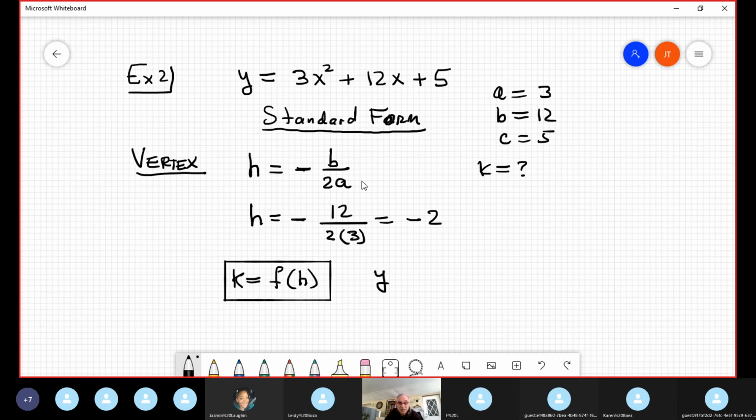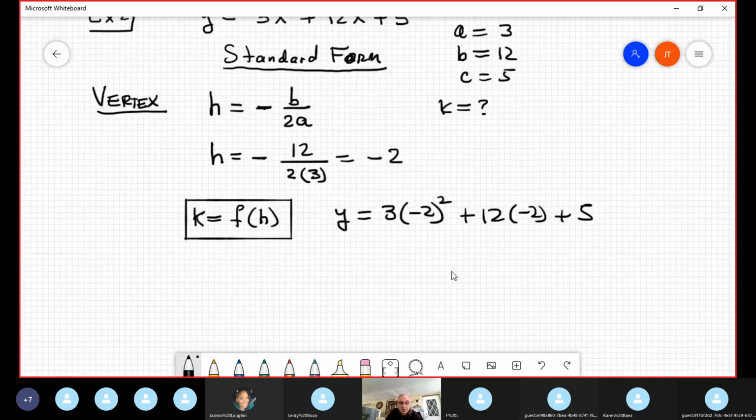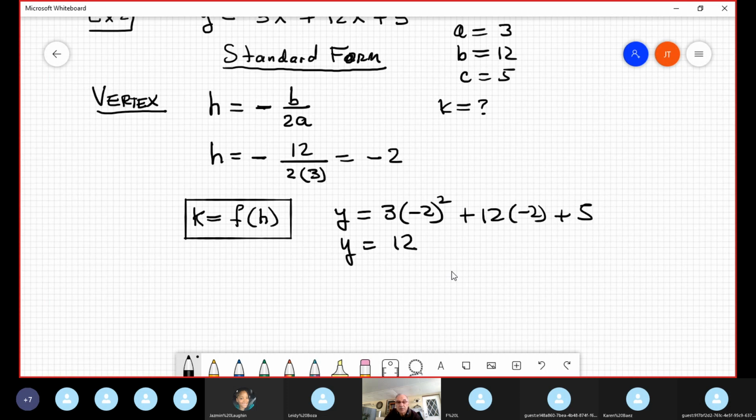Okay, so basically you evaluate 3 times negative 2 squared plus 12 times negative 2 plus 5. You replace x with negative 2, the h value, in order to find the corresponding y value. So this is 12, no? Because negative 2 squared is 4. This is minus 24 plus 5. The answer is, this is minus 12 plus 5, which is negative 7, no? Negative 7. So, the k value is negative 7.